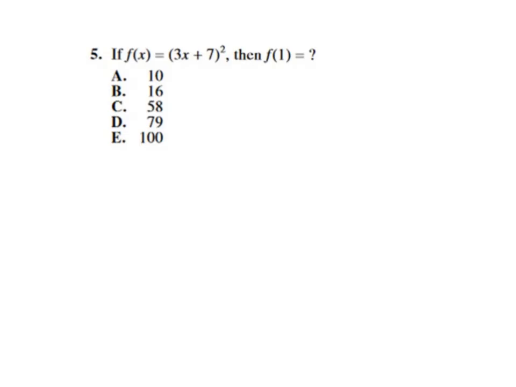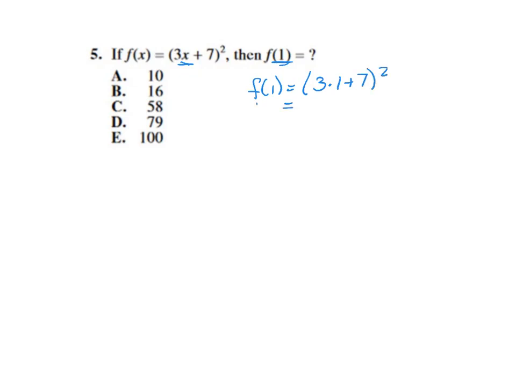For question number 5, we're evaluating the function f of x at 1. That just simply means wherever you have the value of x, you are to replace it with the number 1. So we're going to rewrite this. We'll have f of 1 to equal, simply again means wherever x is, you're going to put 1. So it'd be 3 times 1 plus 7, that whole quantity squared.